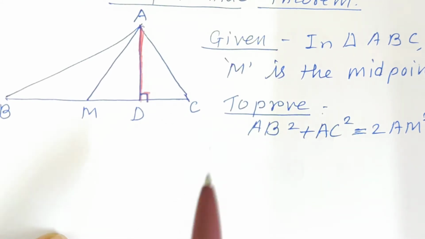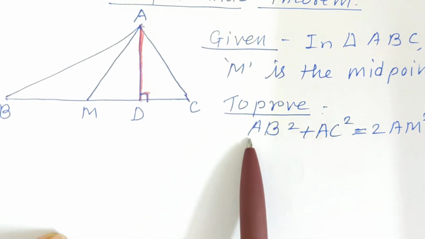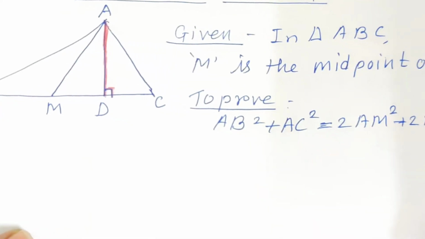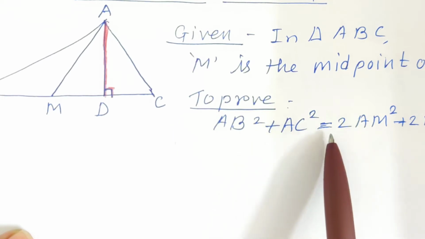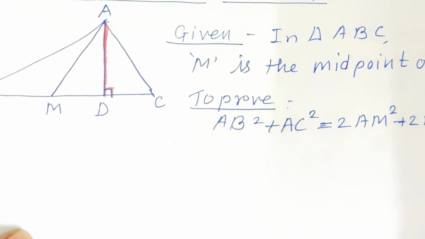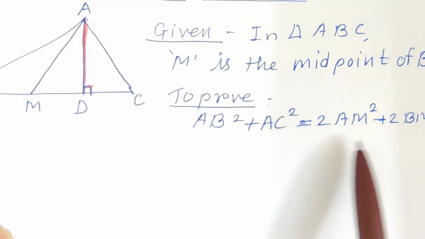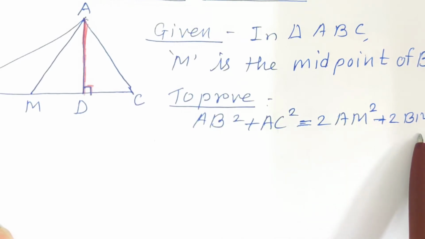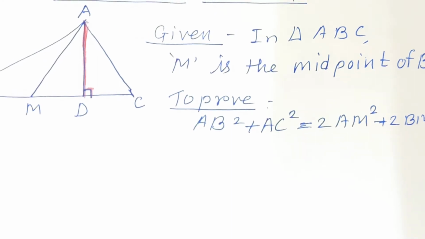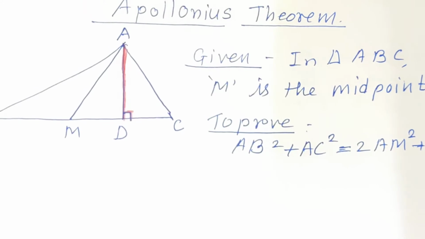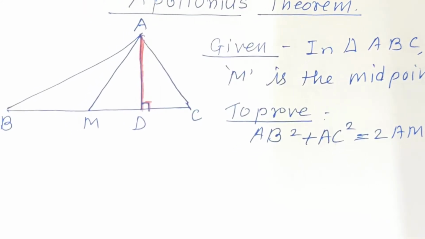And we have to prove AB square plus AC square equal to 2AM square plus 2BM square. This we have to prove. So in the textbook again you see the diagram and what we have to prove.